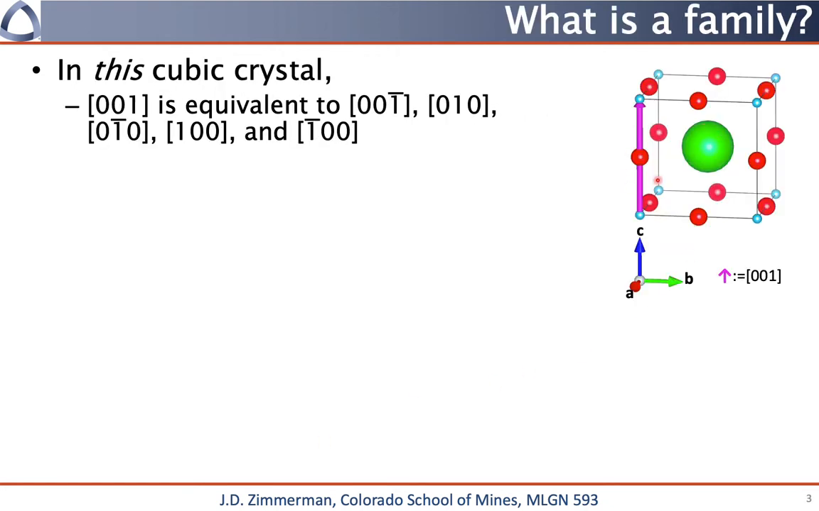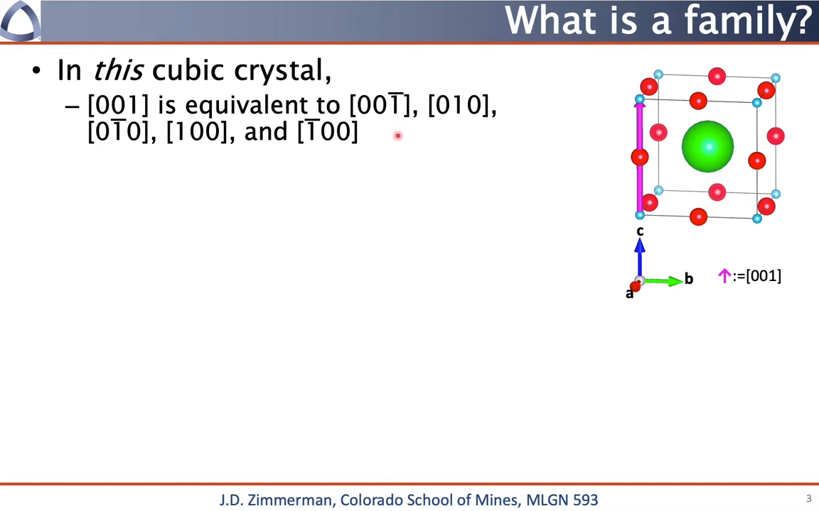So I'm showing a crystal on the upper right here, and it's cubic, and we have shown a direction pointing straight up with this pink arrow. And this is the 001 direction. This 001 direction is equivalent to five other directions in this particular crystal, which are shown here. These are just different permutations of the one or negative one in the different locations.